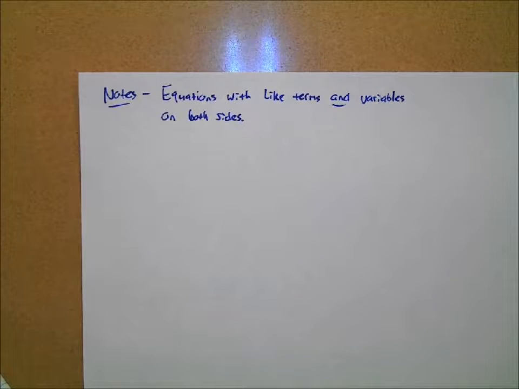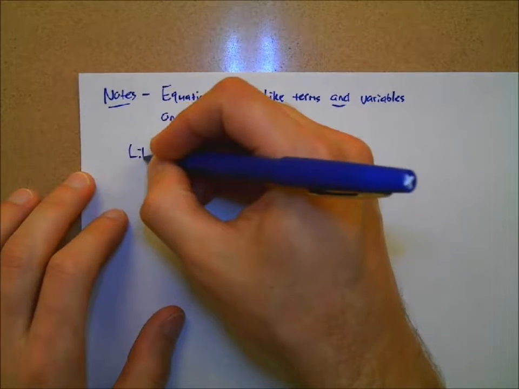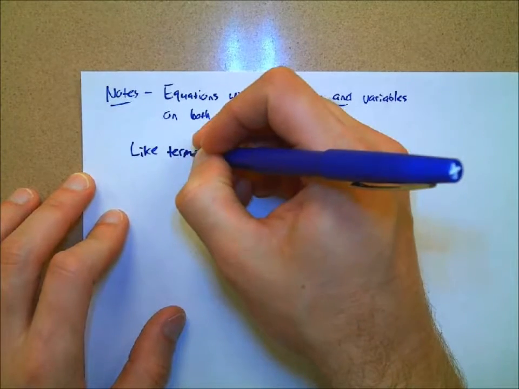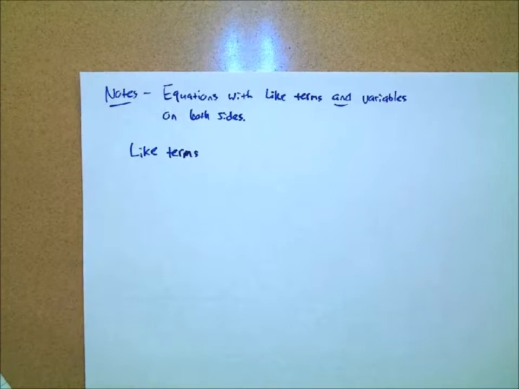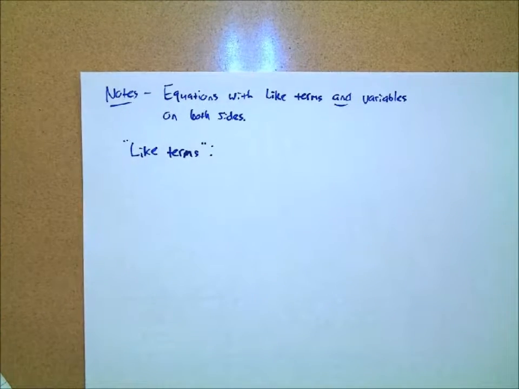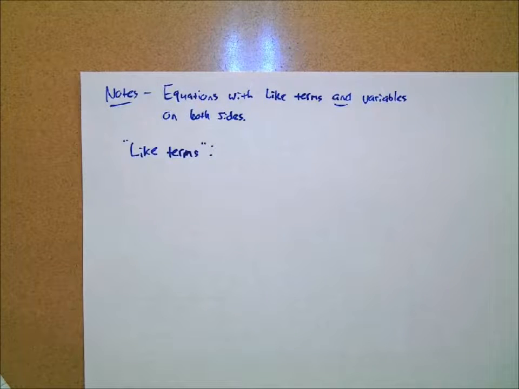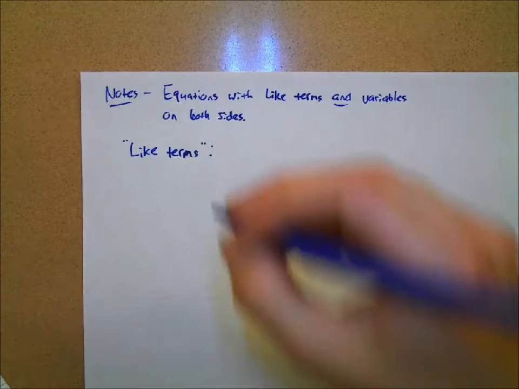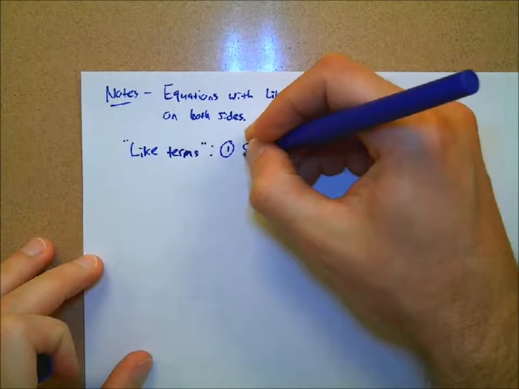So let's first talk about this idea of like terms. What kind of terms are like terms? Alex, you got an idea? Like you have 1k and 2k, they are like terms. So what makes them like? They have the same variable. Same variable. So like terms must have the same variables.